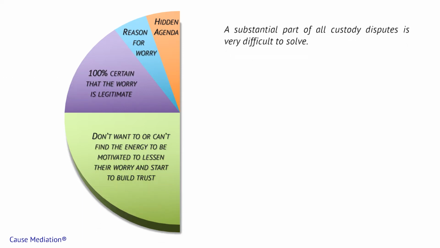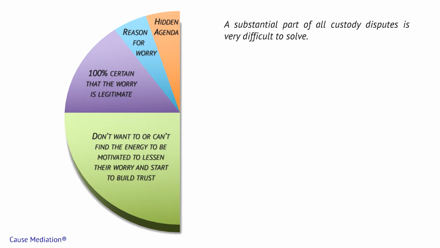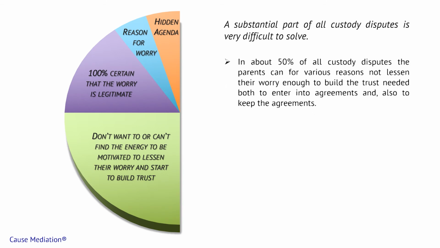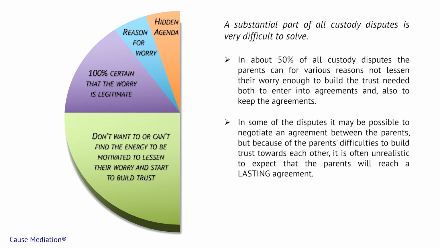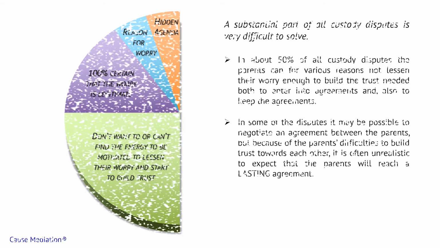A substantial part of all custody disputes is very difficult to solve. In about 50% of all custody disputes, the parents can, for various reasons, not lessen their worry enough to build the trust needed both to enter into agreements and also to keep the agreements. In some of the disputes, it may be possible to negotiate an agreement between the parents. But because of the parents' difficulties to build trust towards each other, it is often unrealistic to expect that the parents will reach a lasting agreement.